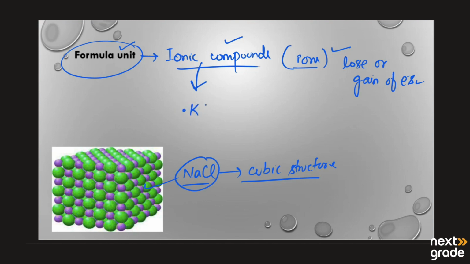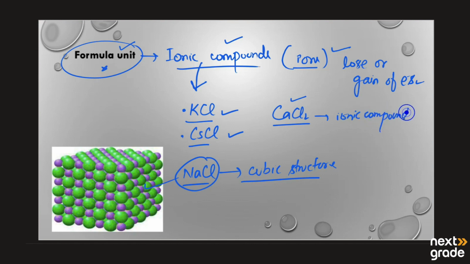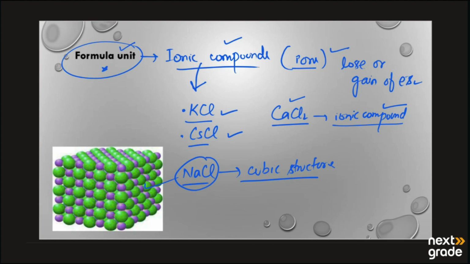Likewise, we have other examples, such as potassium chloride and cesium chloride. To represent them we need formulas, which are known as formula units, used to represent ionic compounds. Another example is calcium chloride, CaCl2. This is also an ionic compound, and to represent it we need the formula unit, which is specifically for ionic compounds. So this is all about compounds, the molecular formula, and the formula unit.